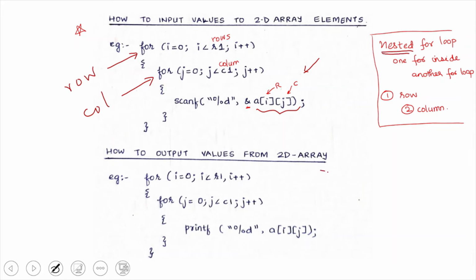The same method can be applied for outputting values from a 2D array. You can print the values using a printf statement. Again use two for loops or a nested for loop. The first one for the row and the second one for the column.